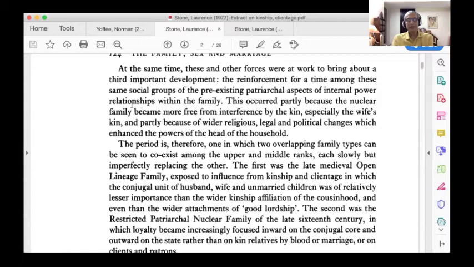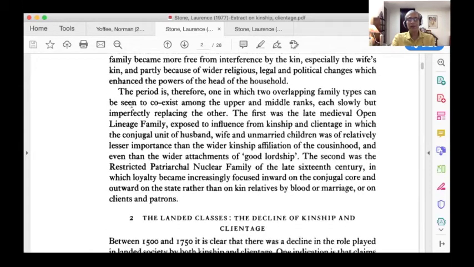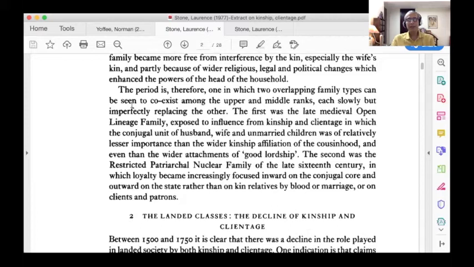This occurred partly because the nuclear family became more free from interference by the kin, especially the wife's kin, and partly because of wider religious, legal, and political changes which enhanced the powers of the head of the household. The period is therefore one in which two overlapping family types can be seen to coexist among the upper and middle ranks, each slowly but imperfectly replacing the other.